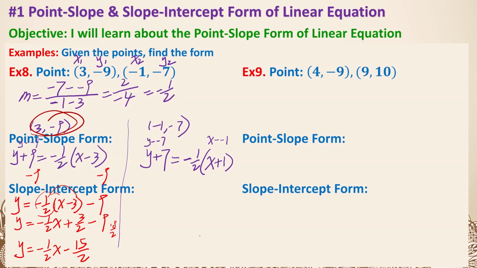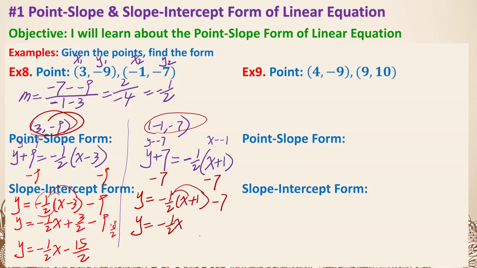That's if you use 3, -9 to rewrite into point slope form and then change into slope-intercept. Now let's see, what if we actually use the -1, -7. So I need to subtract 7 on both sides. That's going to give us y equals -1/2 times x plus 1, then minus 7, which is y equals -1/2 x. -1/2 times a 1 is a -1/2, then minus 7. So minus 7 is the same as minus 14 over 2. So it's -1/2 minus 14 over 2. We're going to get y equals -1/2 x minus 15 over 2.